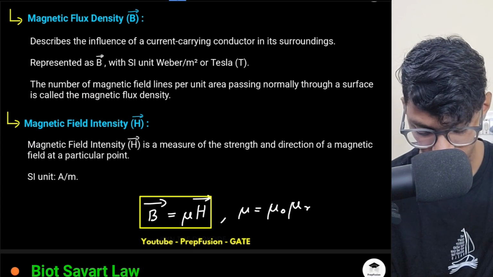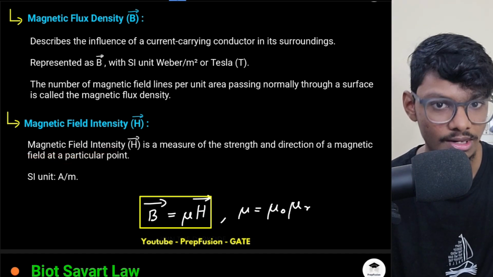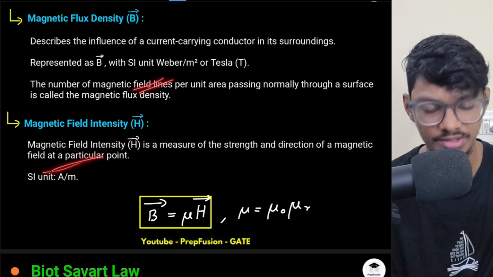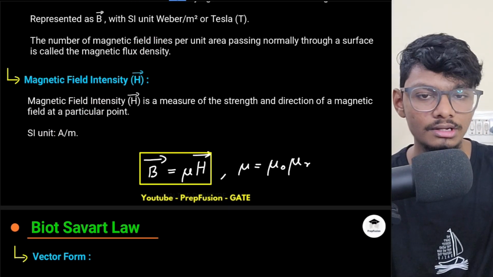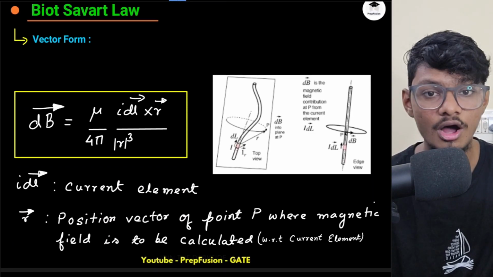Now magnetic field intensity is simply a measure of the strength and direction of the magnetic field at a particular point. Okay, just that it is medium independent. That's it. This term is medium independent, and this term is medium dependent. That's why we derive it like this. We need a few terms like this while explaining the boundary conditions. Now we'll come to Biot-Savart's law in vector format.